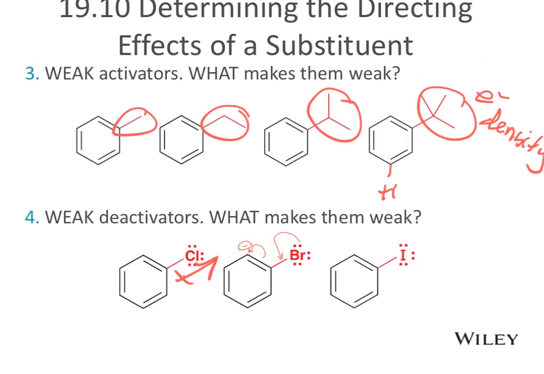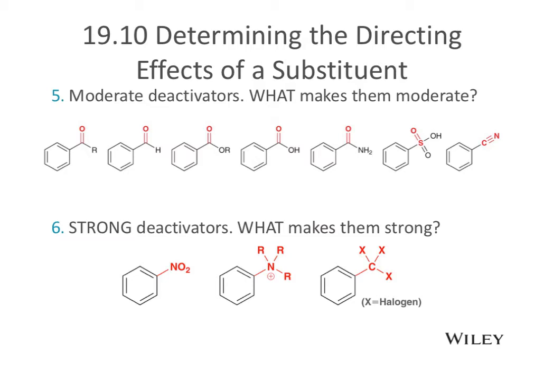Let's keep talking this through and start talking about some moderate groups. They showed up as deactivators. So here are different groups that we would refer to as moderate deactivators. And what's going to make these moderately deactivating is that they are going to tend to pull electron density away from the benzene ring. More importantly, there's really no clear resonance structure that allows us to start to push electron density towards the benzene ring.